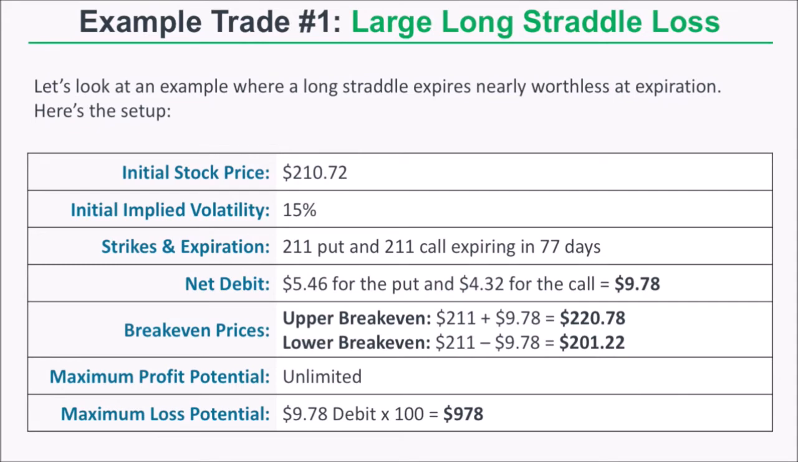in 77 days. Now for the straddle, we're going to pay a net debit of $9.78, and that's going to bring our upper break-even price to $220.78 and our lower break-even price to $201.22. So those break-even prices come from the straddle strike price plus the debit and the straddle strike price minus the debit. Now our maximum profit potential is theoretically unlimited, and the maximum loss potential is the debit paid, which is $9.78, times 100, which is $978 per straddle. So let's go ahead and see what happens to this position over time.